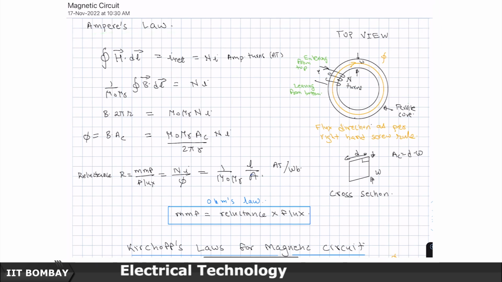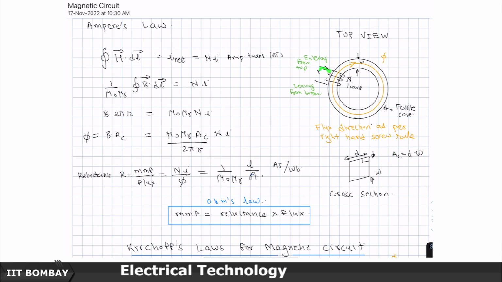Ampere's law says that, let's look at this geometry here, which is a closed toroid. If you look at the cross section here, this is a top view of this geometry, but there is a complete cross section sitting here, which has a width of W and a depth of D. And so, the area of cross section that these flux lines are going to face is AC, which is D into W.